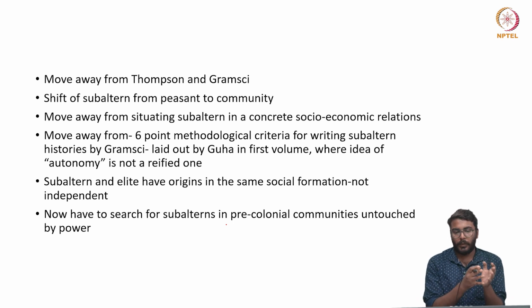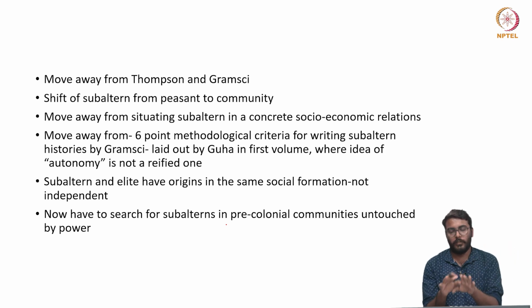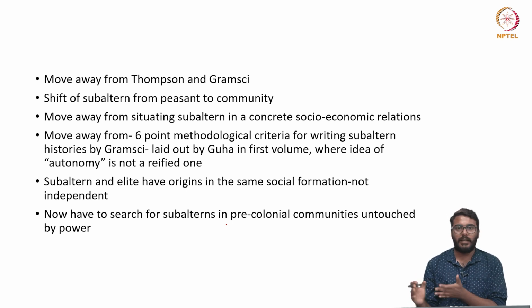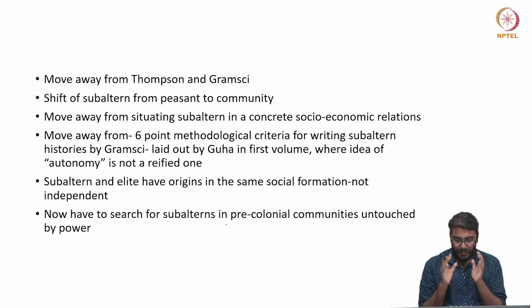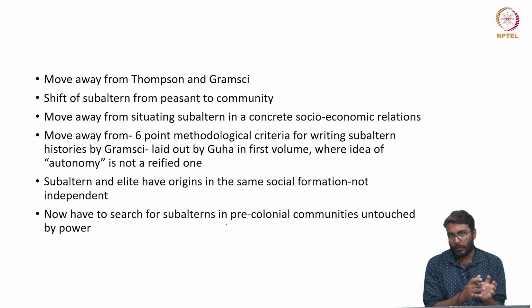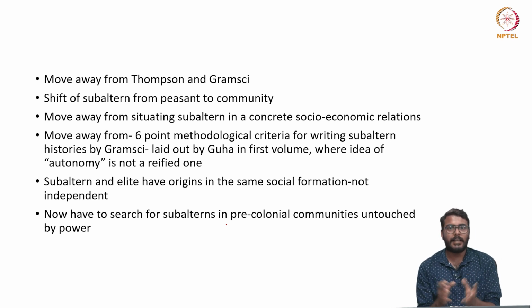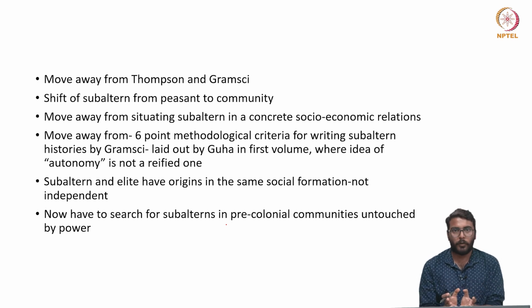So, there is a 6-point methodological criteria that Guha draws directly from Gramsci, which I am not going into details. You can find that in Sumit Sarkar's articles. He says that all these criteria have been violated in the later subaltern historiography. In the Gramscian schema, both the subaltern as well as the elite have the same social origins in the same social formation. They are not completely separate, right?